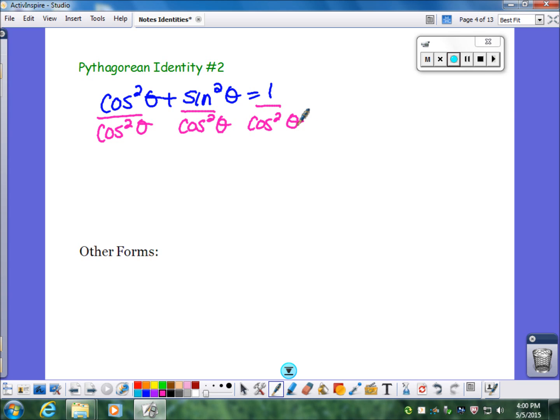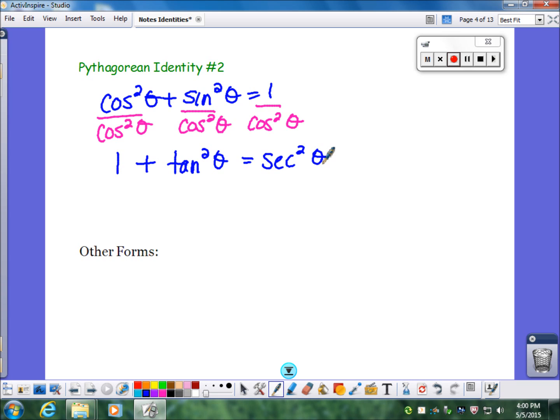All right, so let's simplify this with arithmetic. So we're going to get cosine squared theta over cosine squared theta is just 1, plus sine over cosine, we learned from the quotient identities, tangent, since it's squared, that's tangent squared theta. 1 over cosine is secant theta, and since it's squared, this is going to be secant squared theta. So that's a new identity. That's another Pythagorean identity. So remember that tangent squared and secant squared go together.